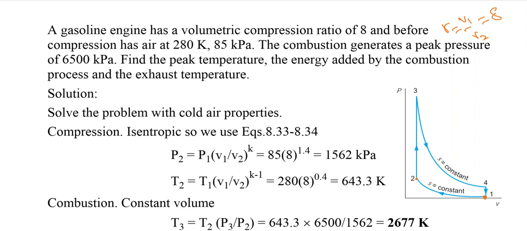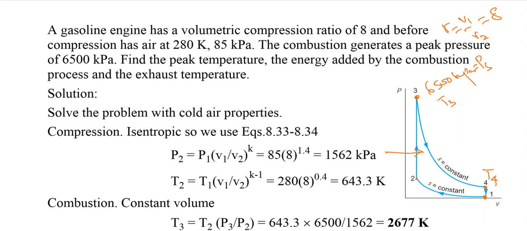The combustion generates a peak pressure of 6,500 kilopascal. So the peak pressure after the combustion, that is at state number 3, is given as 6,500 kilopascal. So the pressure P3 is equal to 6,500 kilopascal. And we need to find the peak temperature, which is T3, the energy added by the combustion process, from state number 2 to 3, and the exhaust temperature, which is state number 4, so we need to find the temperature T4.